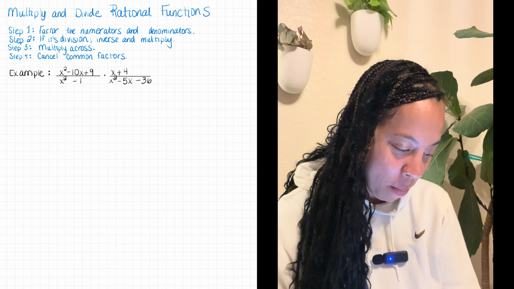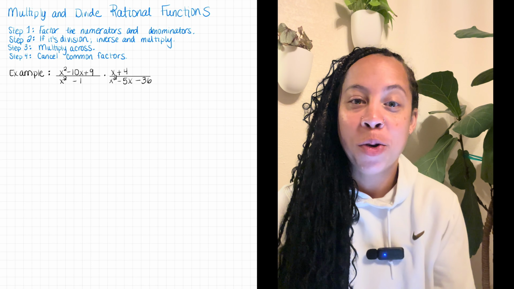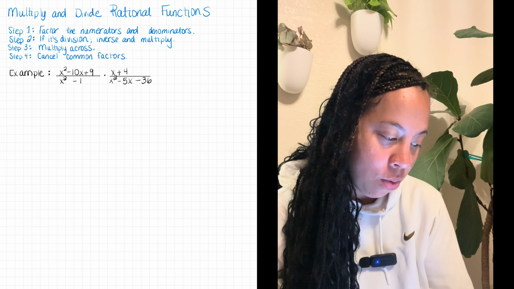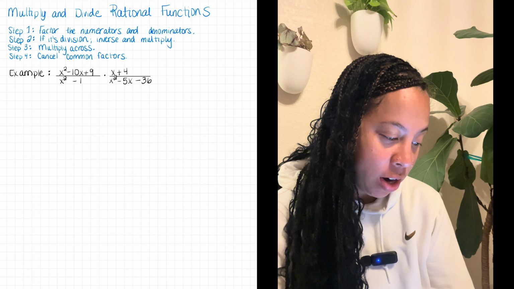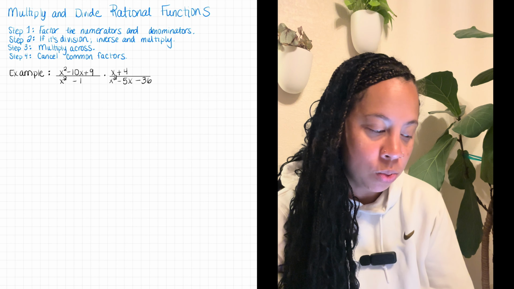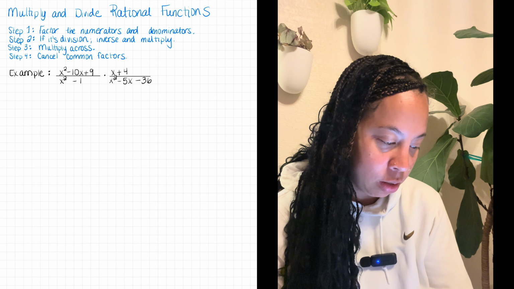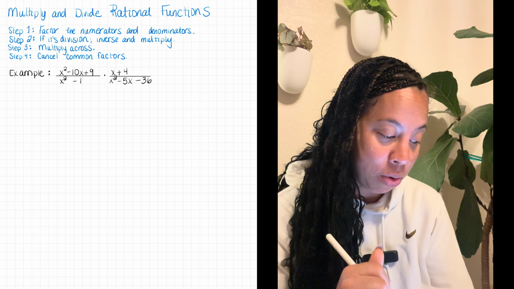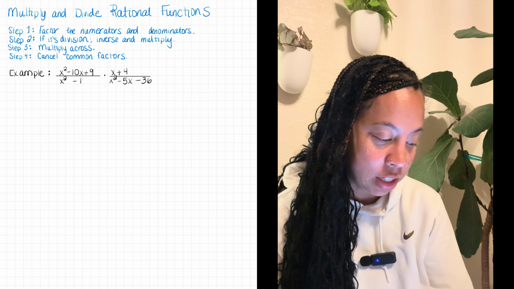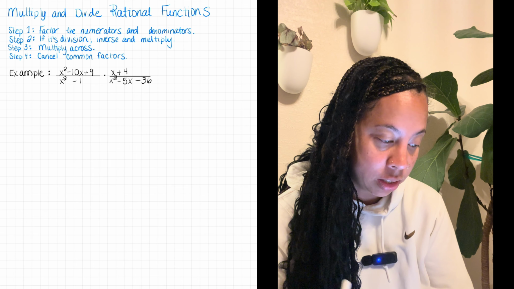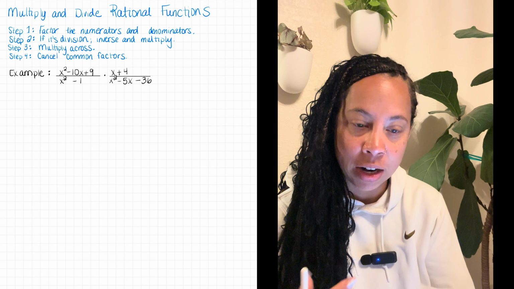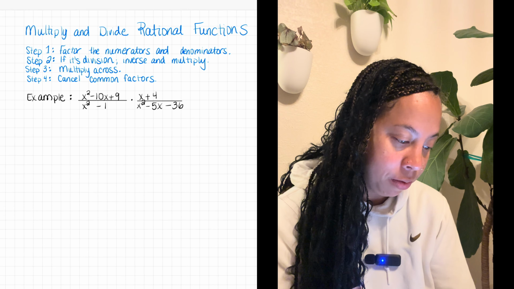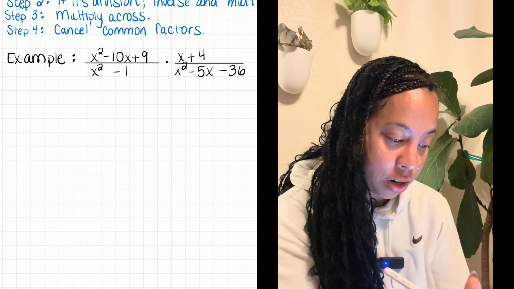Hey guys, welcome back. Today we're going to go over how to multiply and divide rational functions. The steps for that: we're going to factor the numerators and denominators, which is just like when we added and subtracted. And if it's division, we have to do the inverse and multiply. Then once we're at the multiplication step, we just multiply across, and then you can cancel any common factors to simplify. So, looking at this first question, we want to factor the numerators and denominators.